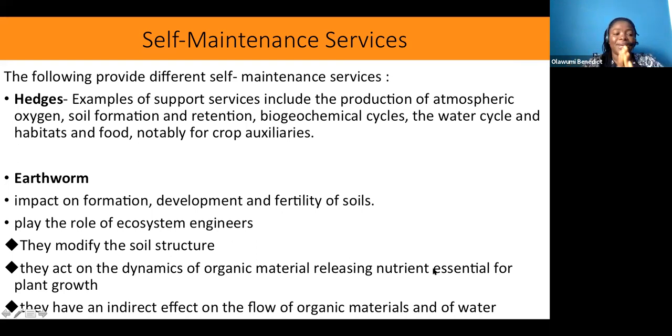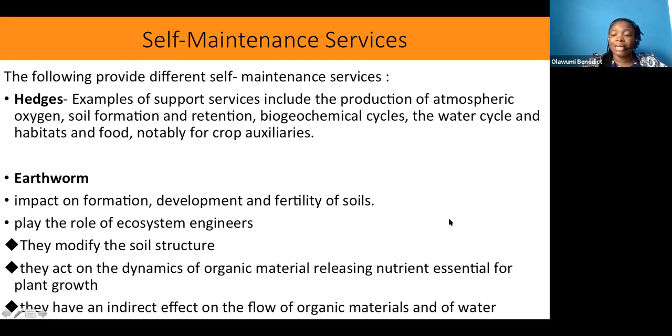Then they have an indirect effect on the flow of organic materials and of water also, because when you have earthworms burrowing in your soil, they create air spaces in your soil. Then water can travel very well into the lower soil level, and you do not have a lot of runoff happening on your farm. So earthworms are very, very good, and in fact, if you have them, you can increase them and multiply them on your farm to help in soil formation and soil fertility.